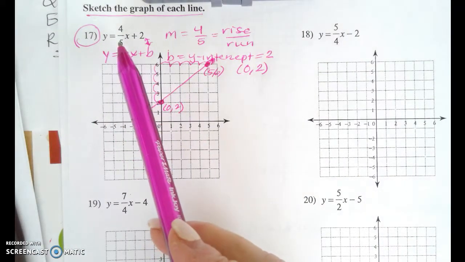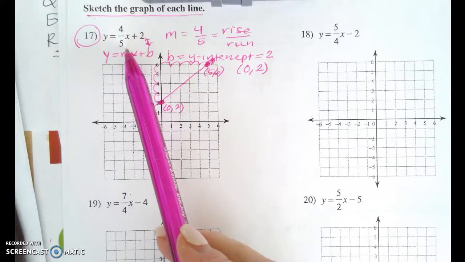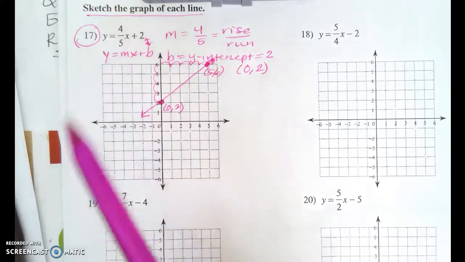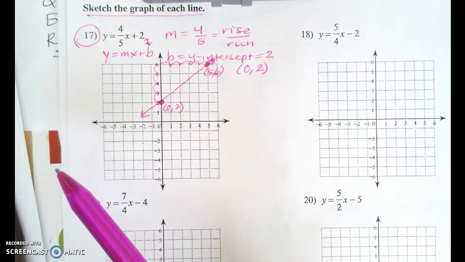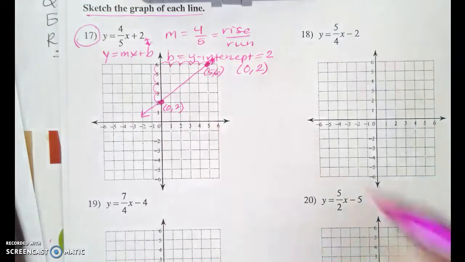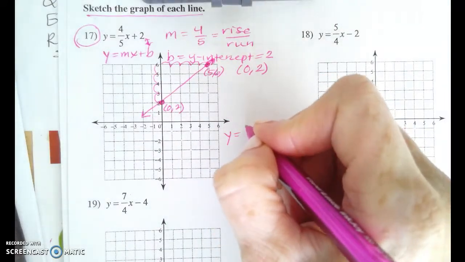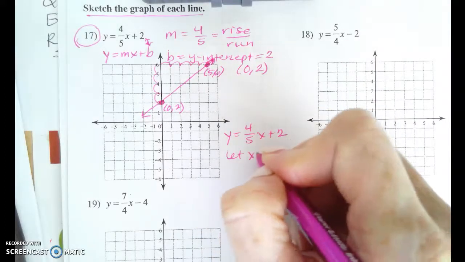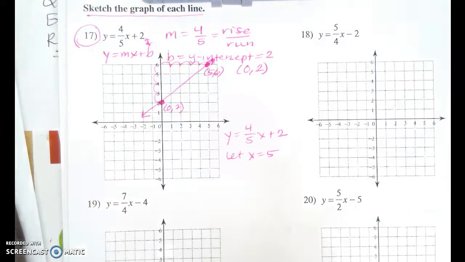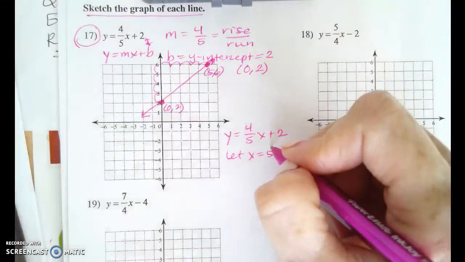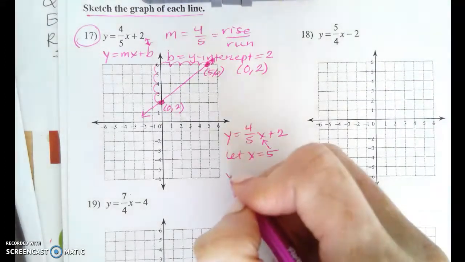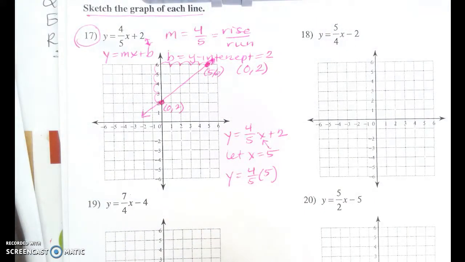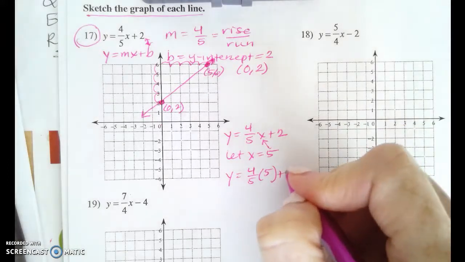But remember that if I have an equation of a line, any combination of x and y that makes the equation true is a point on my line. So for example, let's say I took the same equation we're working with and I decided I'm going to use an x value of 5. Okay? So I'm going to actually put that in for x. Y equals 4/5 times 5, right? Side by side means multiplication, plus 2.